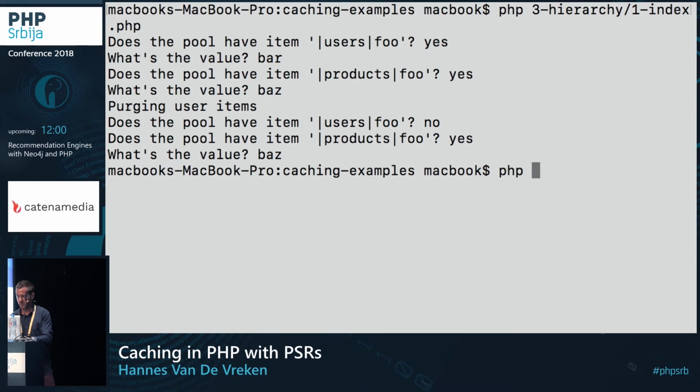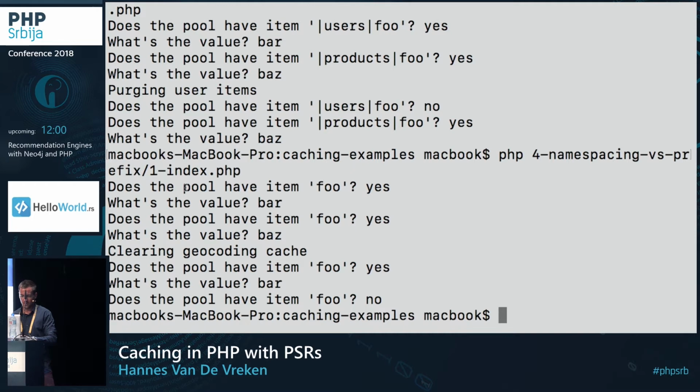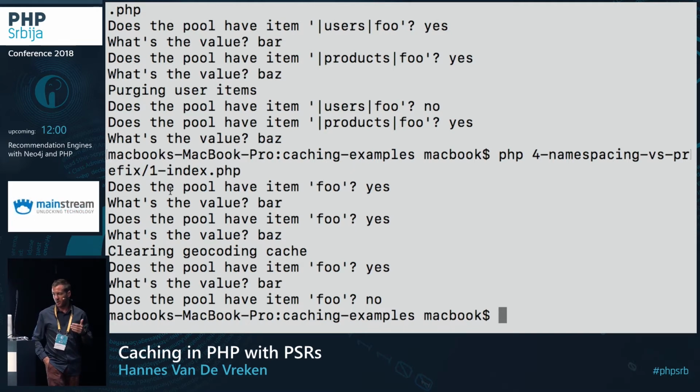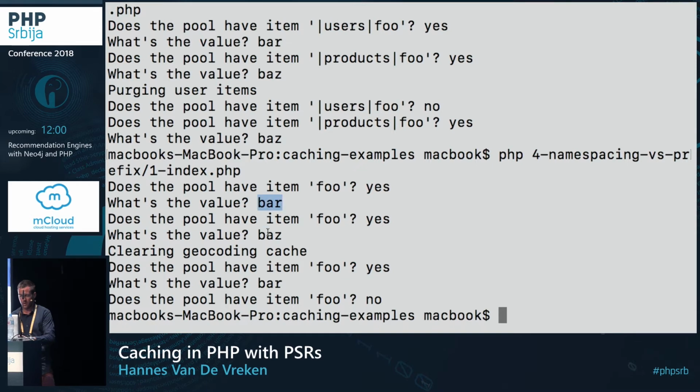So first we're storing foo twice, on the global namespace and on the geocoding namespace. On the global namespace, the value was bar. So right here, bar. And on the geocoding namespace, the value was bash. And then we're going to clear the geocoding namespace and print the same result.